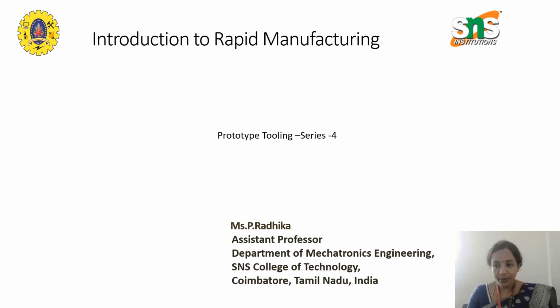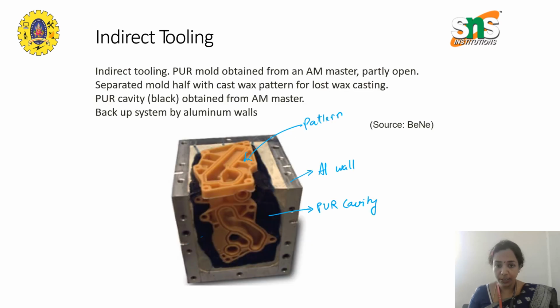Hello all, this video is a continuation of rapid manufacturing and prototype tooling. So in indirect tooling, we have parts like the pattern, the wall and the PUR cavity. So this is nothing but the impression or the shape which we want in the product. So in indirect tooling, the PUR mold. So this is a mold and this is the shape which we want obtained from an additive manufacturing master part.